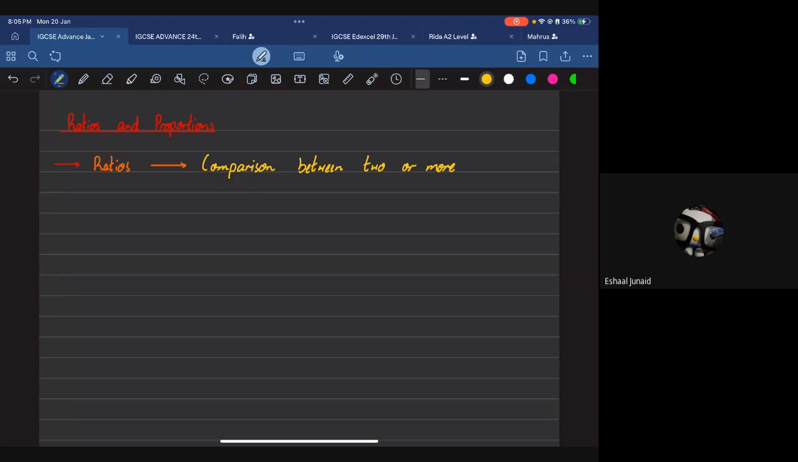Now, why do I stress upon this? Because a comparison cannot be made for two things that aren't of the same nature. I would not compare a bird to, let's say, a cat, because obviously they're incomparable. They're completely different species. Same is the case over here. Whenever you're trying to compare things, obviously the two things need to have some sort of relationship between them. So whenever you're trying to look into ratios, it's the comparison between two or more quantities.